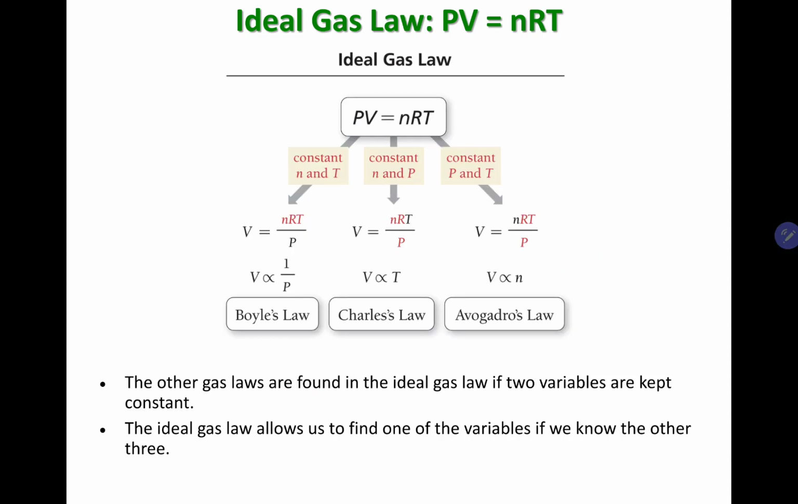All right, so even though the ideal gas law has all four properties of a gas incorporated into it, by keeping two of the four properties constant, you can obtain the three laws: Boyle's law, Charles' law, and Avogadro's law. But of course, the ideal gas law allows us to find one of the variables out of the four if you know the other three remaining variables. That is the more important thing about the ideal gas law.